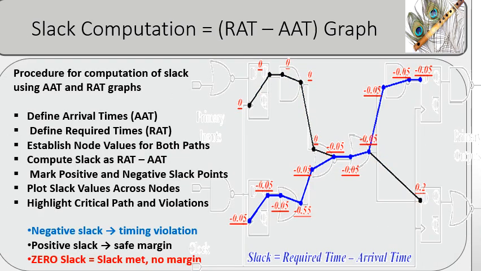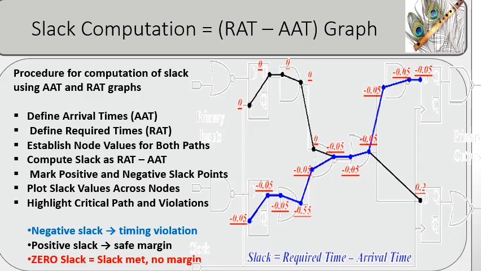At the primary input, slack is 0.0, showing perfect alignment of required and arrival times. At the first gate node, slack drops to minus 0.05, a small violation that begins to erode margin. Deeper in the logic path, slack worsens to minus 0.055, marking a clear timing failure. At the output stage, slack recovers to plus 0.20, giving margin and robust operation.